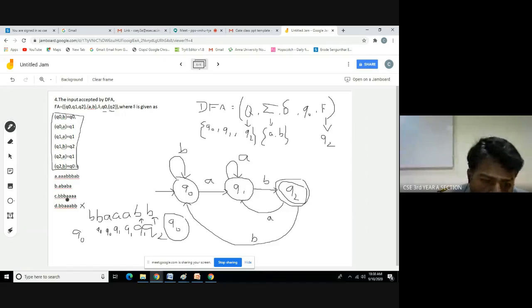Now take the second one, the C option. What is the C option? Triple B followed by AA. Now we will see whether that one is accepted by my DFA or not.